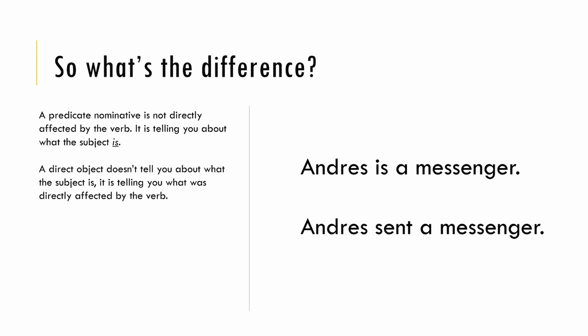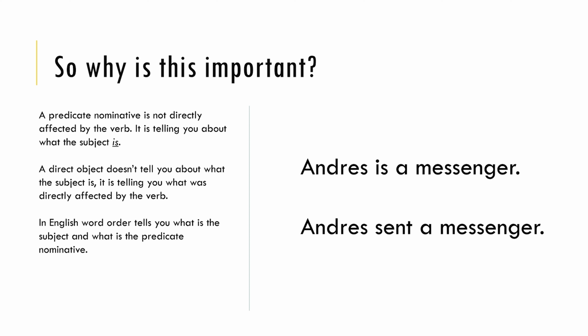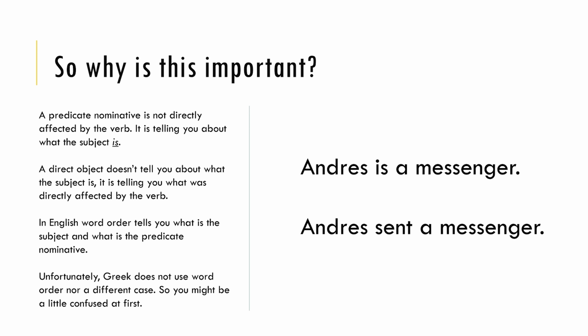All right. Why is this all important? Well, because in English, it's the word order that tells you what is what. Andres comes before the verb, and messenger comes after it. So that's how we tell what's the subject and what's the predicate nominative. Unfortunately, Greek does not use word order, and it does not use a different case. So sometimes you'll just see two nominatives, and you'll think, wait, what's happening here? This might get a little confusing.